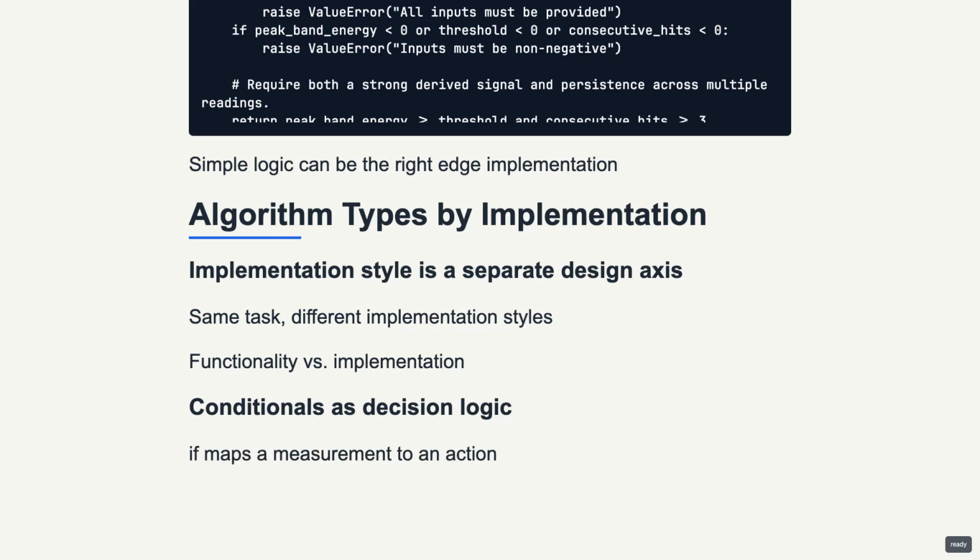An if statement compares a sensor reading to a condition and then chooses an action. On embedded hardware, that can be enough when the goal is a reliable response rather than a complex inference pipeline.